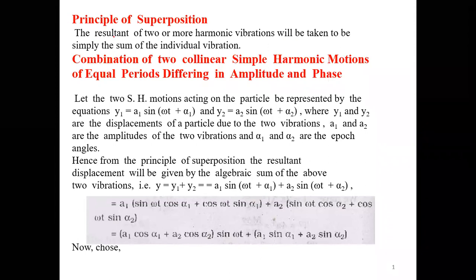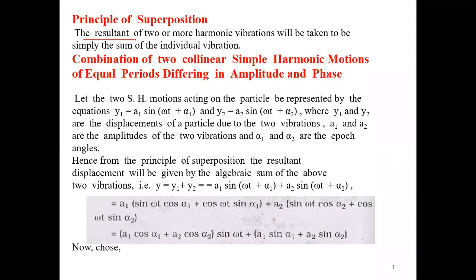Okay, so superposition means in this case the resultant of two or more harmonic vibrations will be taken to be the sum of the individual vibrations. So if two or more simple harmonic motions act on a body, their resultant will be the sum of the individual vibrations. So that is the principle of superposition. It's a very important thing.